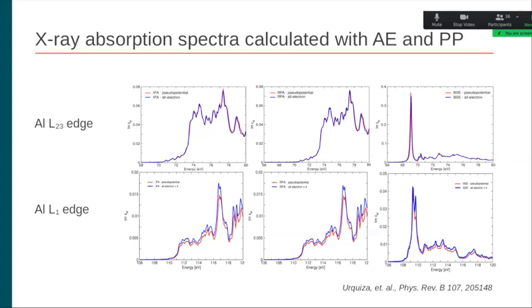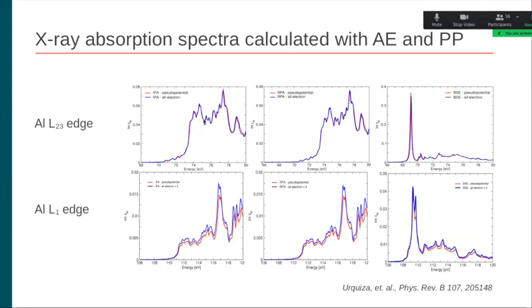So in the L2-3 case, we will have excitations from the 2p states to the conduction band in aluminum, and the L1 from the 2s states to the conduction band. And I show results for all-electron in red, and in blue, and independent, and in red the pseudopotential results.